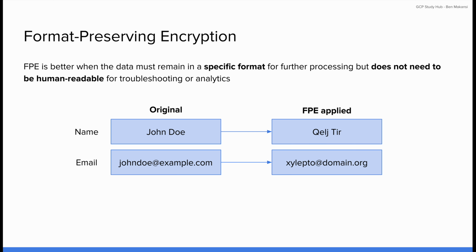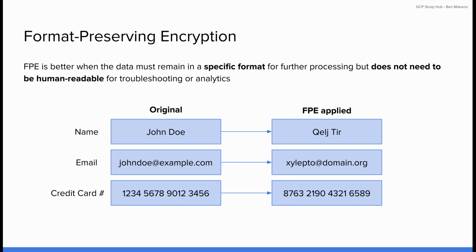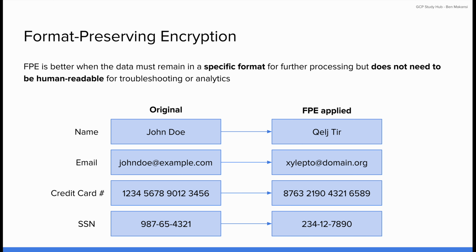And in this email example, the email structure is preserved, including the format of the username and the domain, but the details of each are changed. Moving to credit card number, FPE keeps the same 16-digit structure with spaces dividing groups of 4 digits, but the number is completely different. And then for social security number, again, the number has become completely different, but the format with 3 digits followed by 2 digits followed by 4 digits is maintained. The values are just completely different.